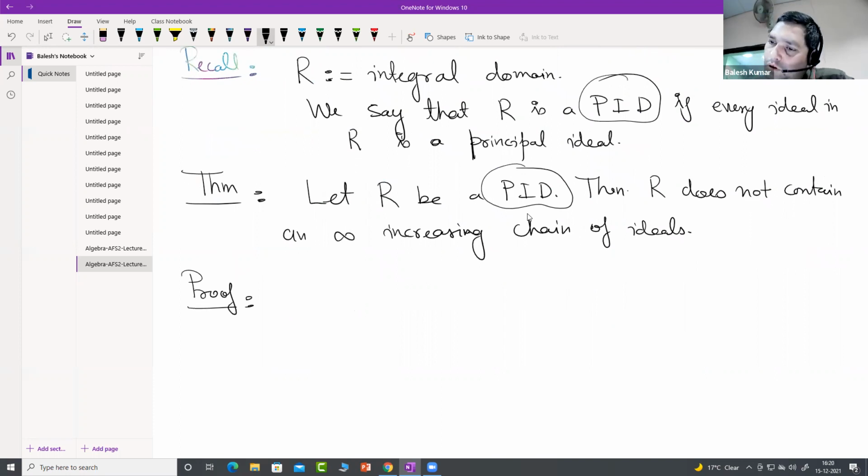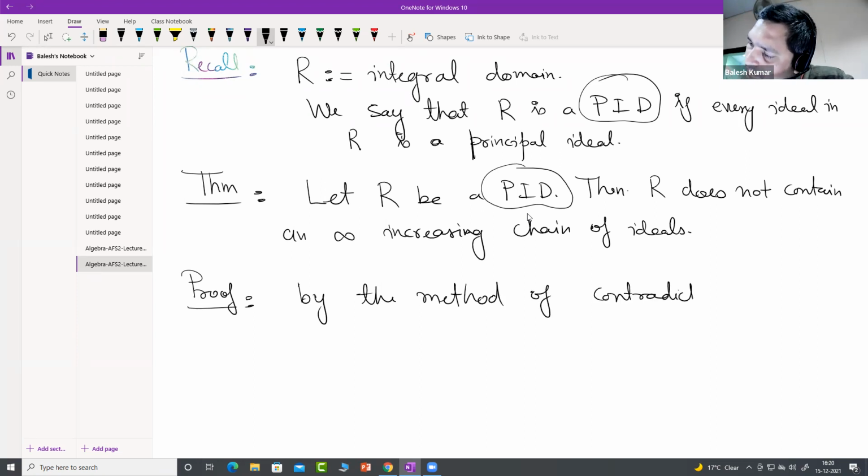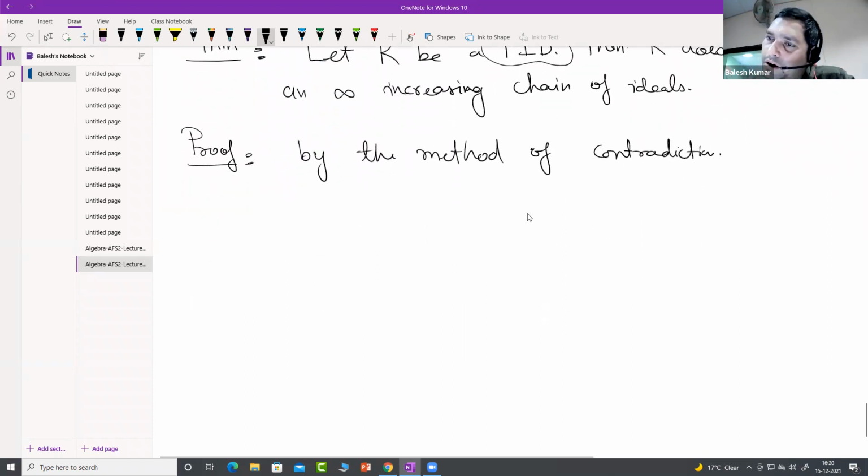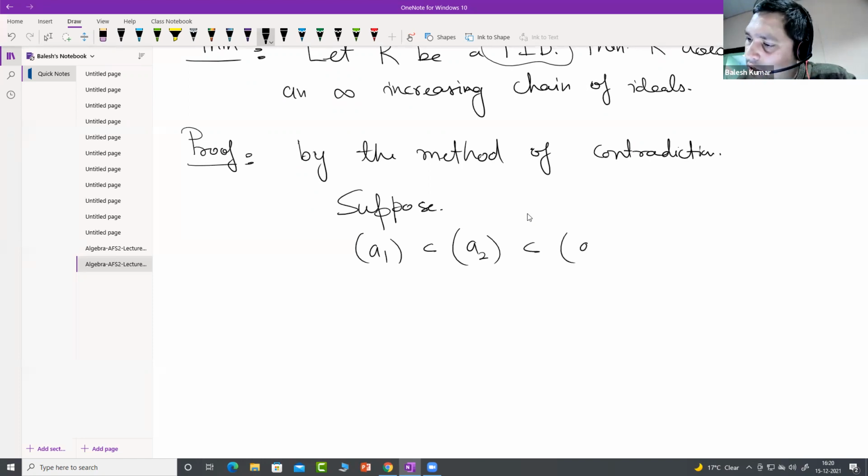Here we are given that R is a principal ideal domain. Again, the proof is by the method of contradiction. That means we need to assume that R contains an infinite increasing chain of ideals. Suppose there exists an infinite increasing chain of ideals inside R. That means A1 is properly contained in A2, which is properly contained in A3, and so on. Here this containment is proper.